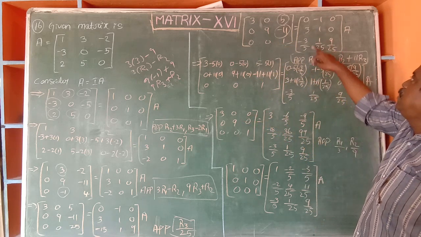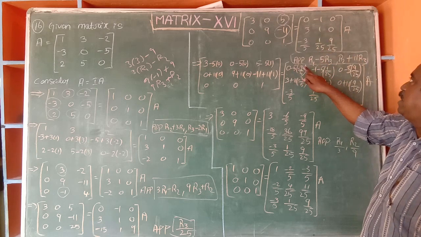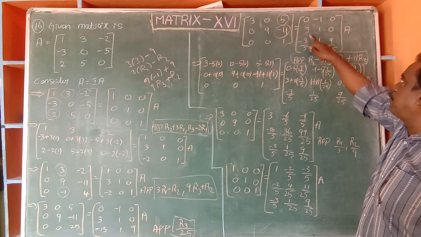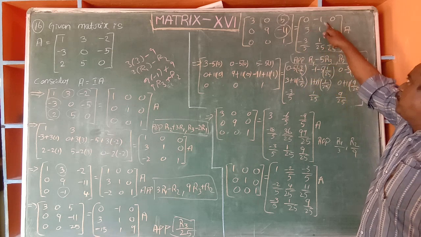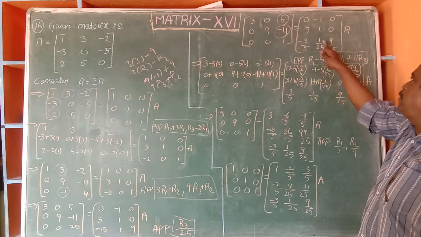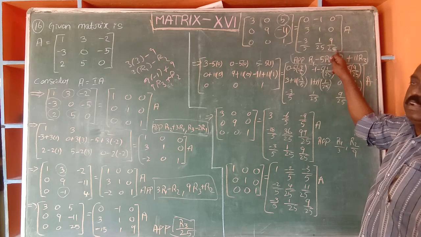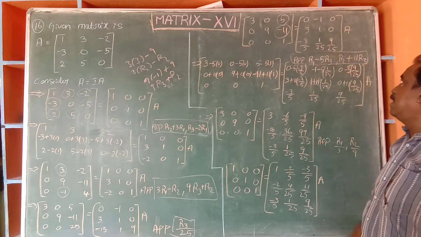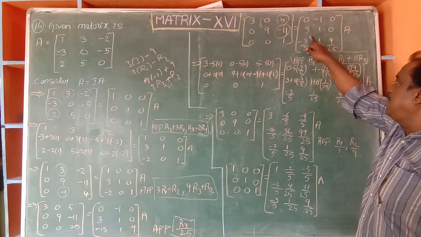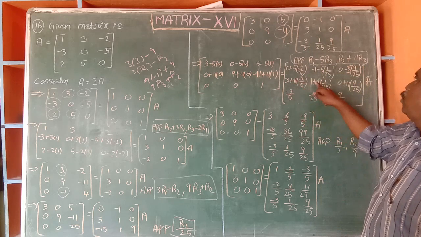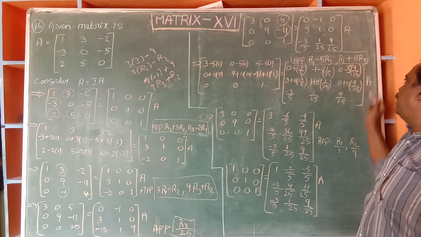So by using that one, here also the same thing. Be careful now. It is R1 minus 5 R3. 0 minus 5 into 3 by 5. Okay now, be careful. 0 minus 5 into minus 3 by 5. Minus 1 minus 5 into 1 by 25. 0 minus 5 into 9 by 25. That R3 elements are written here. Similarly, R2 plus 11 R3. 3 plus 11 into minus 3 by 5. 1 plus 11 into 1 by 25. 0 plus 11 into 9 by 25.